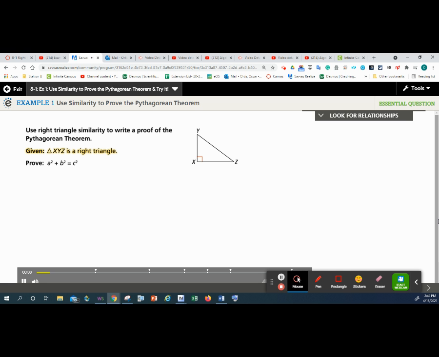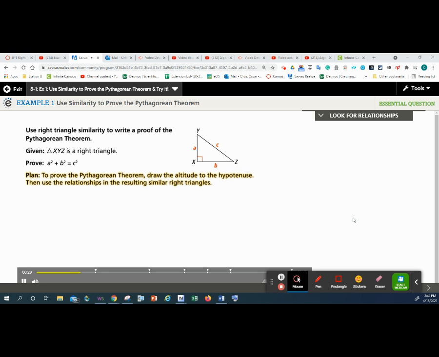Triangle XYZ is a right triangle. Prove a squared plus b squared equals c squared. Note the vertical side xy has a length of a. The horizontal side xz has a length of b. And the hypotenuse yz has a length of c.